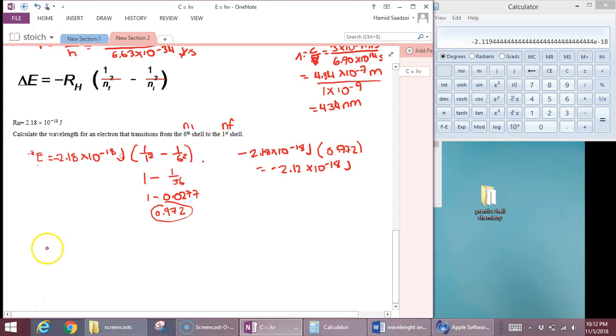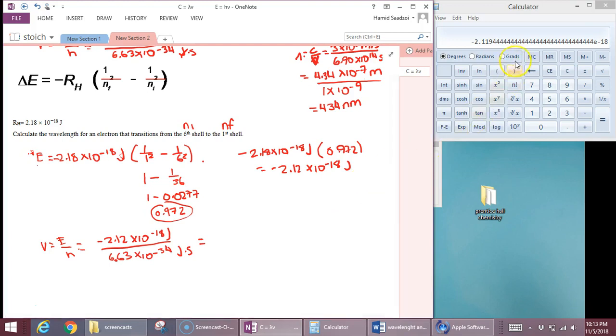Now we have to go back, and remember, we have to figure out our frequency. That's E over H. Our E in this situation is negative 2.12 times 10 to negative 18 joules. And once again, we're taking H as just 6.63, rounding it, times 10 to negative 34 joule seconds.